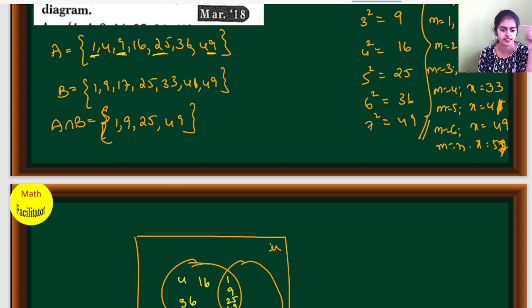4, 16, 36. This is set A. Now in set B, I'll not write 1, 9, 25 and 49. The remaining elements are 17, 33 and 41. So this is how you write A intersection B, and if you want you can shade this region as well. Okay.